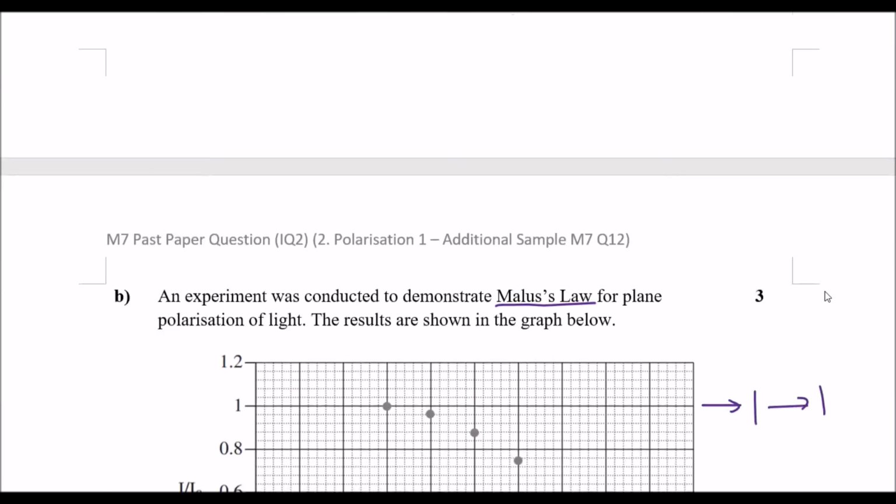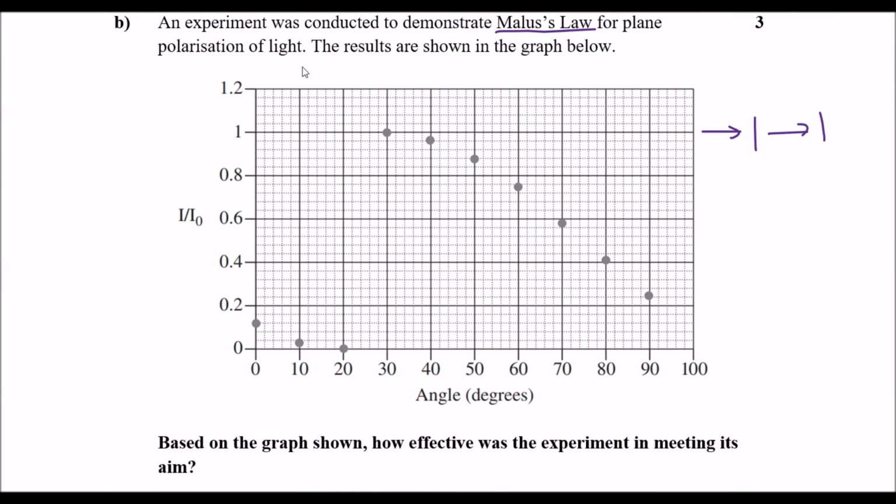The next one we have is an experiment that was conducted to demonstrate Malus's law for plane polarization. So essentially just going in a straight line, if you would say. The results are shown below. Based on the graph shown, how effective was the experiment in meeting the aim?